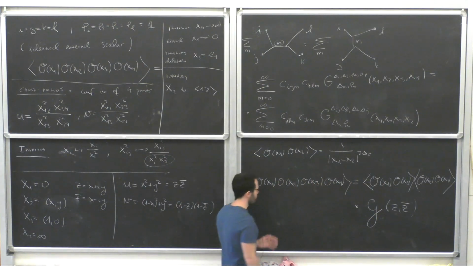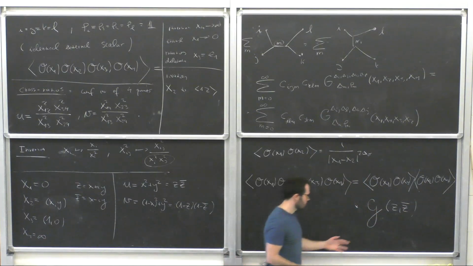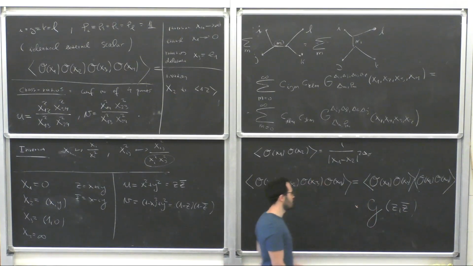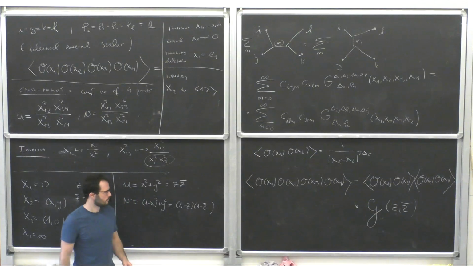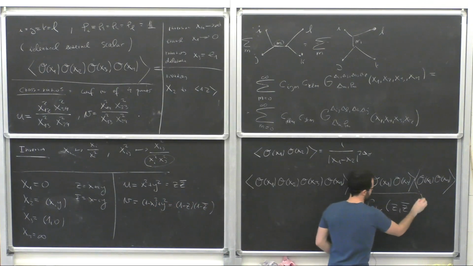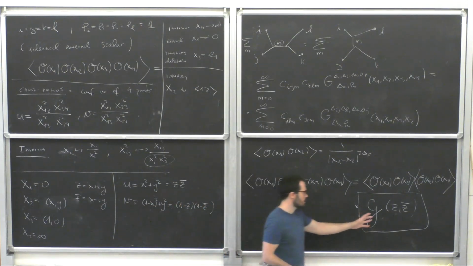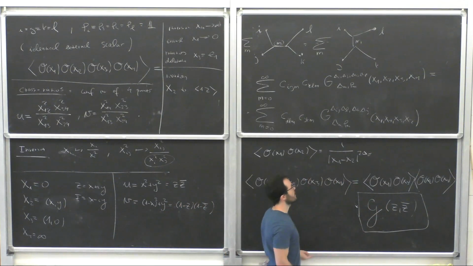In other words, the ratio of the four-point function and two-point functions is conformal invariant, and therefore it's a function only of the conformal cross ratios, z and z bar. So in the rest of the lecture, we can just consider this function of two variables.